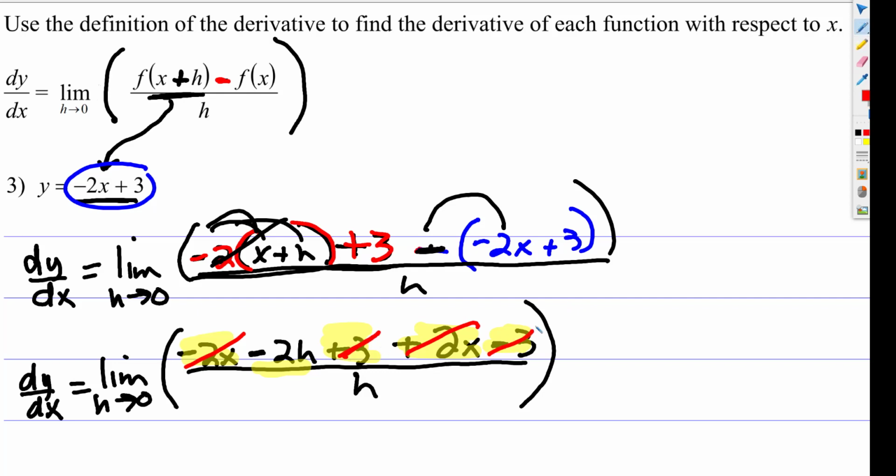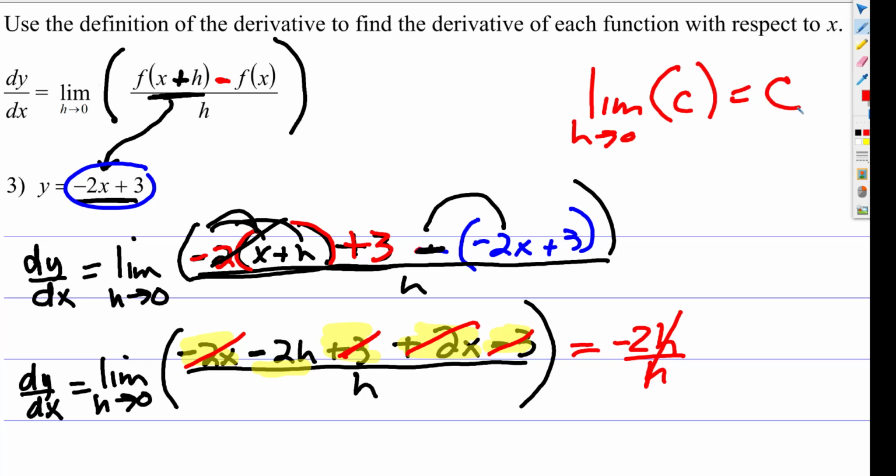Those two cancel. And so now what you have left is negative 2h over h. The h's cancel. And because we now know what the limit is, remember, the limit of a constant is the constant of the limit. So now, since we know that the limit is this, we only did the limit process to actually find the instantaneous velocity. So there you have it.